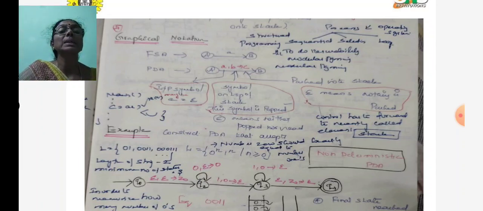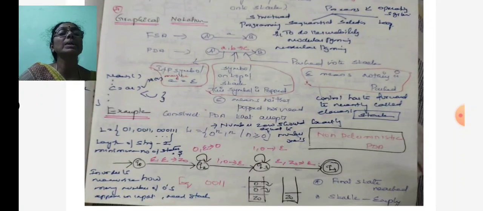For example, consider this problem: construct the pushdown automata that accepts strings with the number of 0s equal to the number of 1s. The language is 0 power n, 1 power n, where n is greater than or equal to 0. For that we have to construct the pushdown automata. The pushdown automata is non-deterministic, meaning we can move to the next state without needing any input symbol. So what strings can we derive from the language?